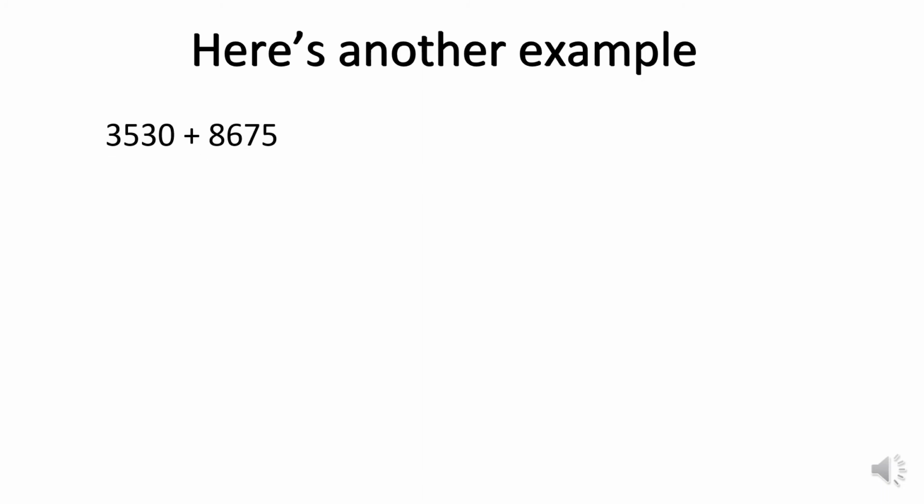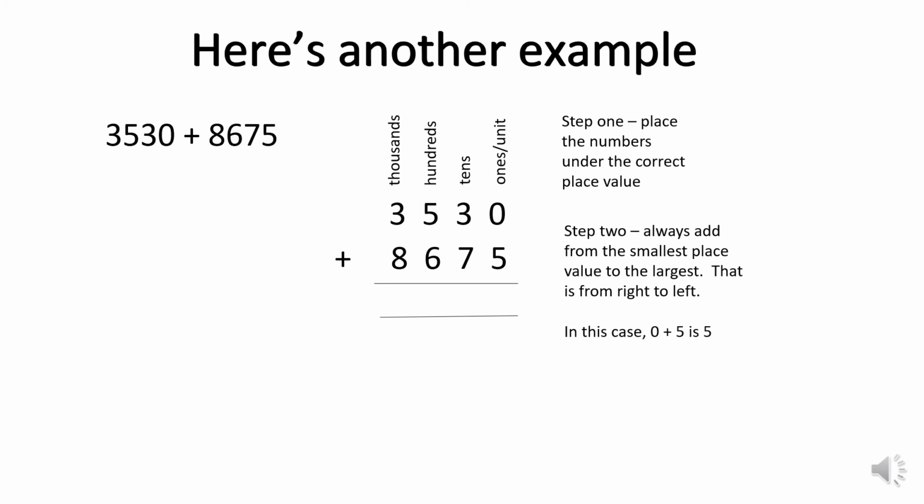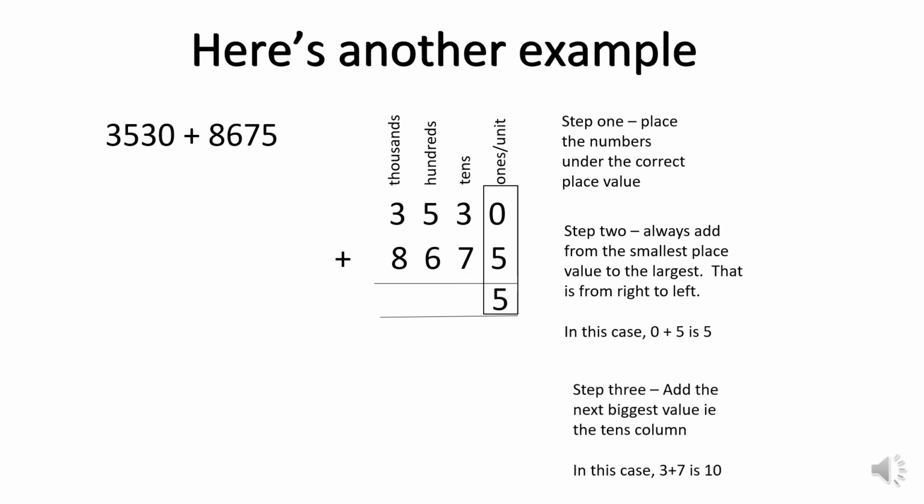Here's another example, 3530 plus 8675. It will introduce you to something slightly new. Step 1, we place the numbers under the correct place value. So that would be ones, tens, hundreds, and thousands. Step 2, we always add from the smallest place value to the largest. In this case, it's 0 plus 5. That would be 5. Step 3, we add the next biggest value, which is the tens column.